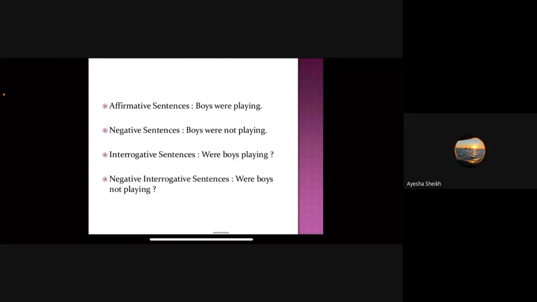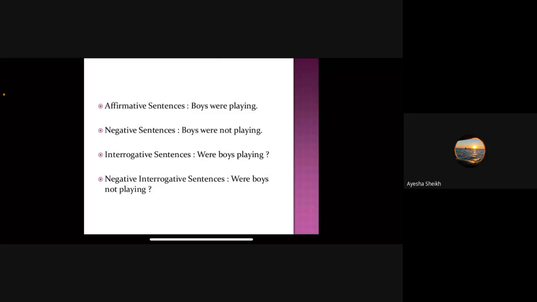See, read. Affirmative sentences: Boys were playing. Negative sentences: Boys were not playing. Interrogative sentences: Were boys playing? Negative interrogative sentences: Were boys not playing? Is it where or were? Were. Because WHERE denotes place, that is where. WERE, that is were. That is also a common spoken English error.